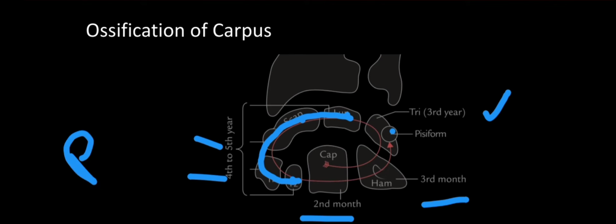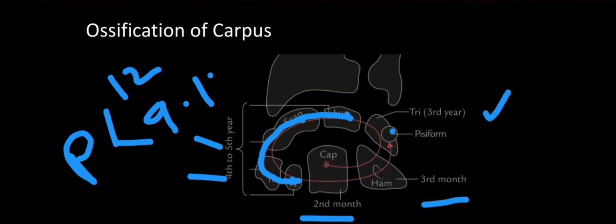And next, the lunate, scaphoid, trapezium and the trapezoid appear around the 4th year in females and the 5th year in males. And the last bone to ossify is the pisiform. In the pisiform, the center appears around the 12th year in males and 9th to 10th year in females. That's all about ossification. Now let's see the metacarpus.